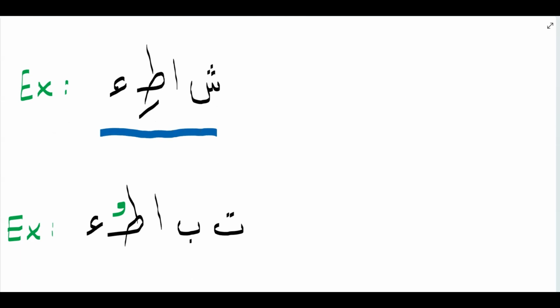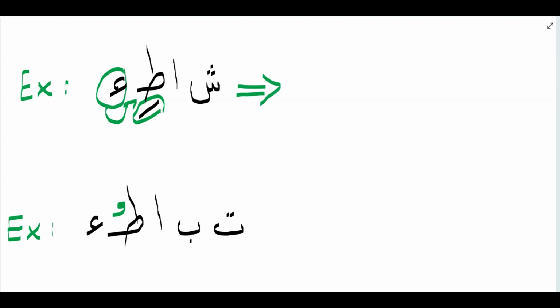شاطئ, شاطئ. Okay, so as you can see the hamza is at the end of the word, so let's look at the letter before it, and it has a kasra, which means we have to write it on a ya this way. Okay, so let's do it. Put the letters together. Sha.